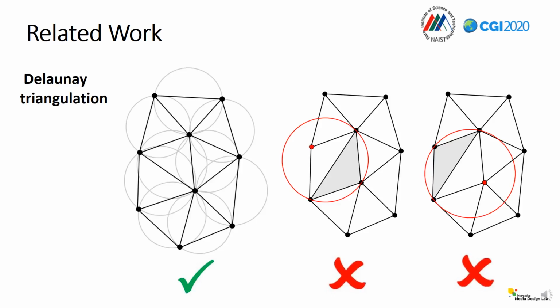You can see in these figures, on the left side, each circumcircle of a triangle doesn't have a vertex inside. So this is Delaunay. This is called the empty circle property. While in the middle and right side, there is a vertex inside the circumcircle, so these are not Delaunay. So Delaunay triangulation attempts to ensure the empty circle property shown in the leftmost triangulation.